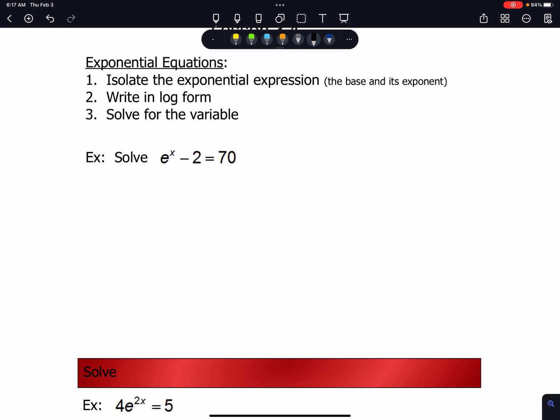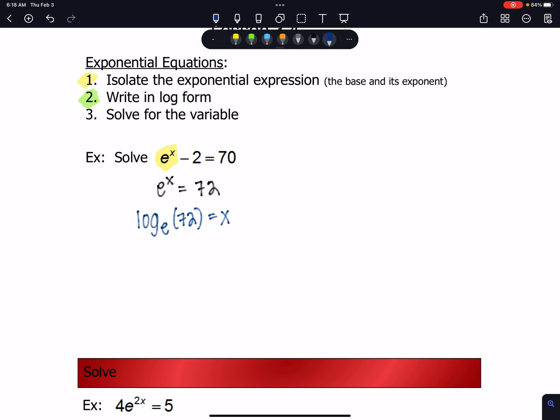So in the first example, solve e to the x minus 2 equals 70. Step one, I'm going to isolate the exponential expression. So that's e to the x. To get that on a side all by itself, I need to add 2 to both sides, giving me e to the x equals 72. Now I'm going to write that exponential equation in log form. So this is log base e of 72 equals x.